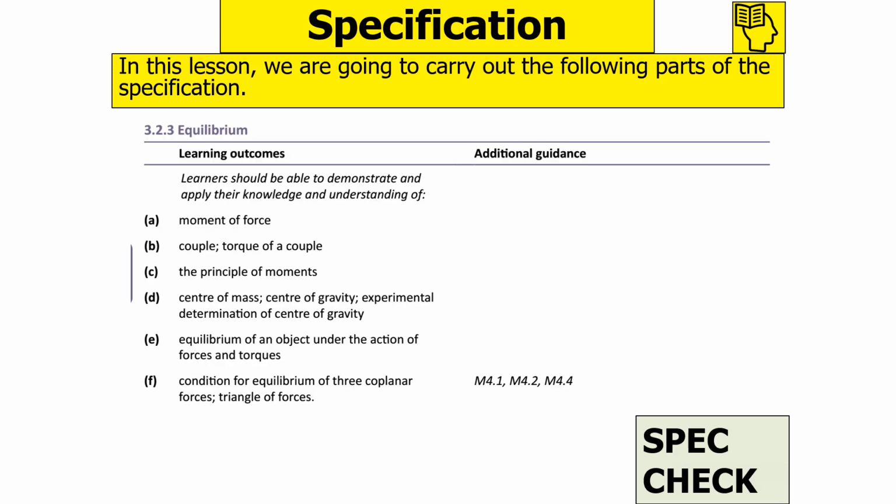So in today's lesson we're going to be looking at the following part of the OCR A-Level Physics specification: 3.2.3 equilibrium, in particular centre of mass, centre of gravity and experimental determination of the centre of gravity.